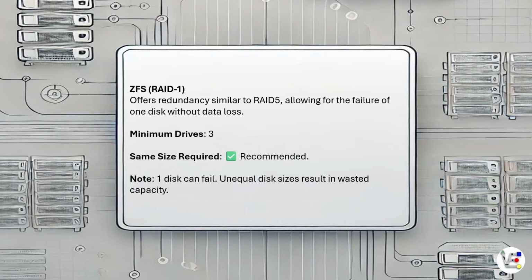RAID-Z1 offers redundancy similar to RAID 5, allowing for failure of one disk without data loss. It requires a minimum of 3 disks. So RAID-Z1 basically is going to have one data disk with 2 backup disks. This means if one of these 3 disks fail, you're going to be able to replace that disk with another disk and continue on. Again, it's suggested that all 3 disks are the same size for obvious reasons that we've explained in the previous versions of ZFS RAID.